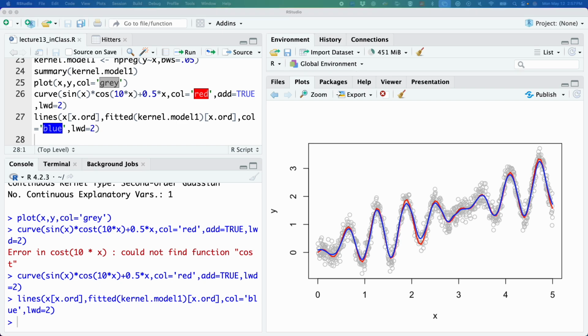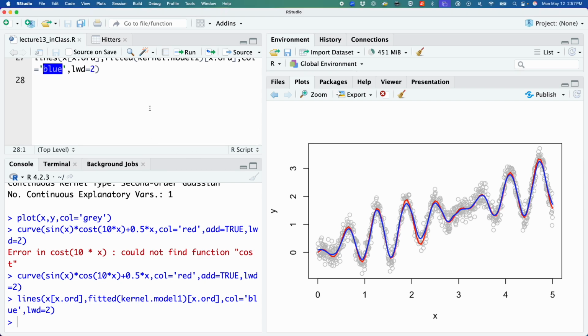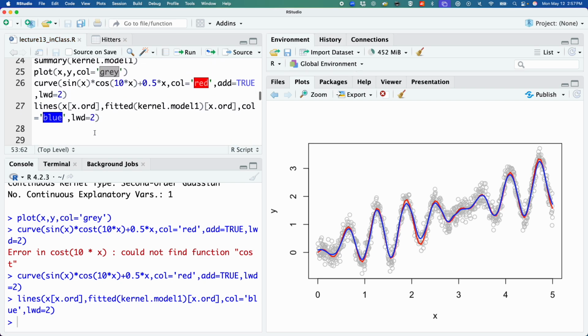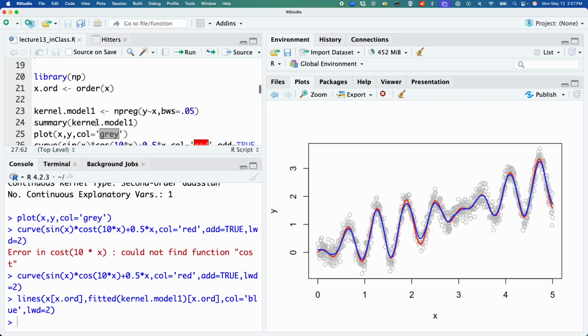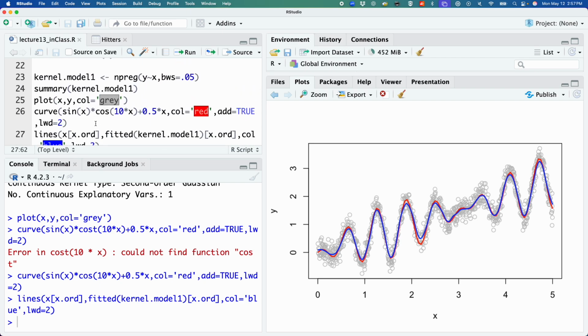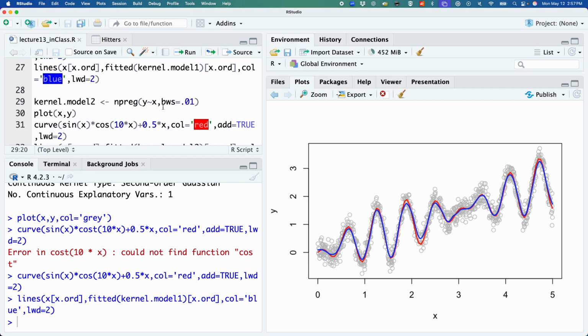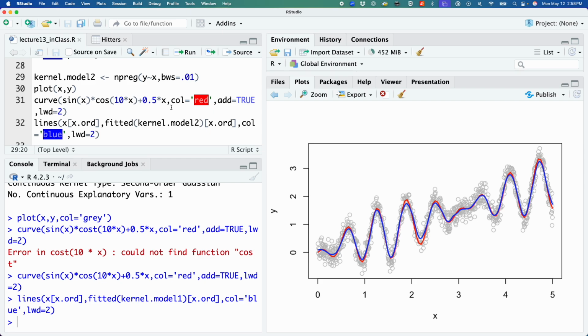Okay, so I'm going to copy and paste a whole bunch of other stuff. It's exactly the same thing, but all I'm doing is changing the bandwidths. Kernel model 1, we use a bandwidth of 0.05. Kernel model 2, everything is exactly the same, except that I'm using a bandwidth of 0.01. So when I use a smaller bandwidth, what happens? Oh, yeah, so possibly overfitting.